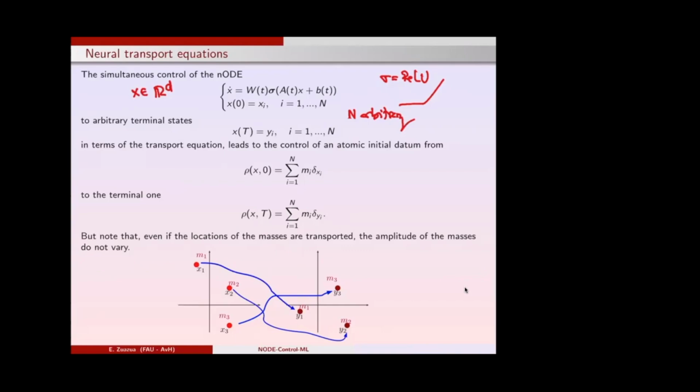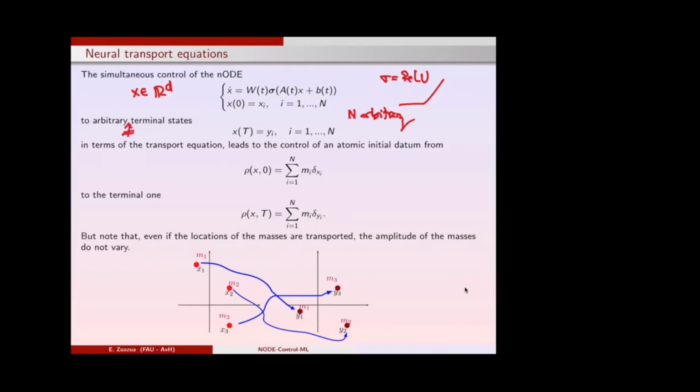What I'm saying is that we can always find one single control B of t, A of t, and W of t, so that each of them, right, goes to the allocated point, right? Of course, there are a few remarks to be done, right? You see that how x1 goes to y1, x2 goes to y2, x3 goes to y3. Of course, the first remark to be done is that in order for this to be possible, right? So here we write arbitrary terminal states, but they have to be all different, right?